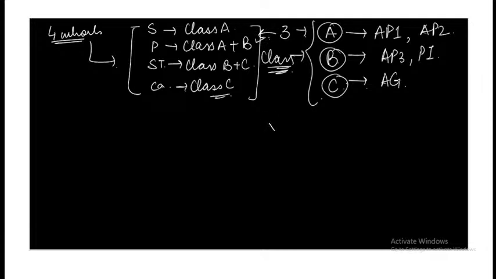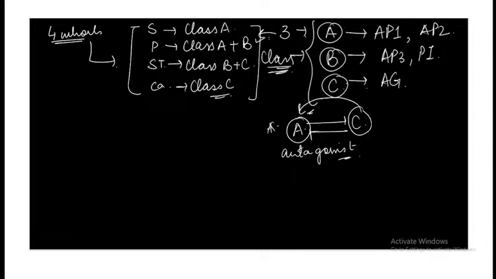Now there is one more important point, that we have class A gene and class C gene. They both are antagonist in nature. This is one of the most important properties, that they both are antagonist in nature. What is the meaning of antagonist? That when class A is absent, class C would come and work over there. If by chance class C is absent, class A would come and work over there.